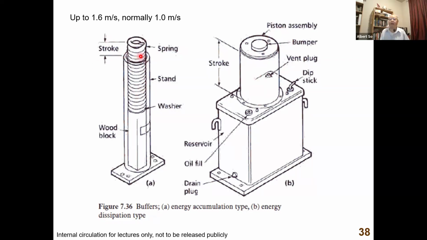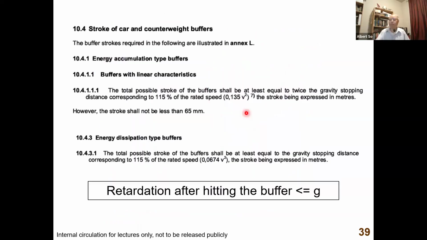So you can see for the spring buffer, normally the rated speed is 1 meter per second, at most up to 1.6 meters per second. But for high speed, 1.6, 2, 2.5, 3, or more, you have the oil buffer. Now for the stroke, there are regulations in the design code on the stroke of the buffers. We have two types of buffer: energy accumulation, the spring buffer, and energy dissipation, the oil buffer.